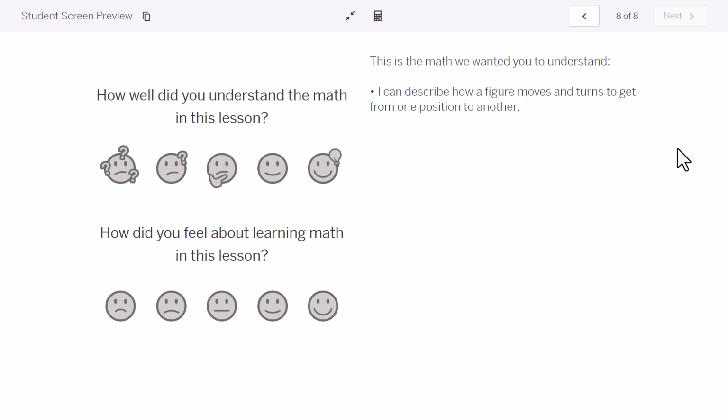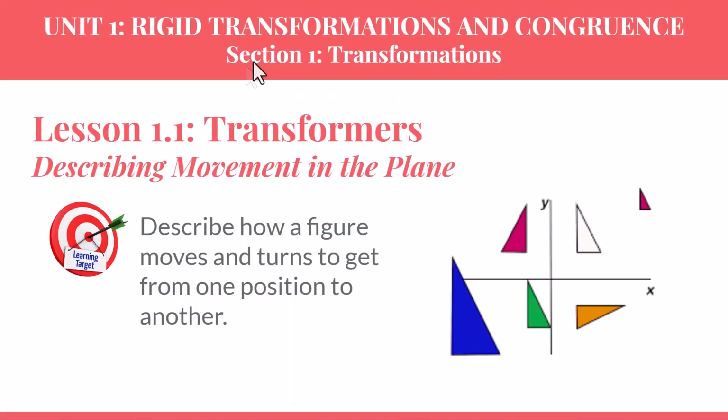So in this lesson, we really just wanted you to understand that you can describe how a figure moves and turns to get from one position to another. In the next lessons, we're going to be talking about more formal language that we can use to do this. So in this lesson, we described how a figure moves and turns to get from one position to another.